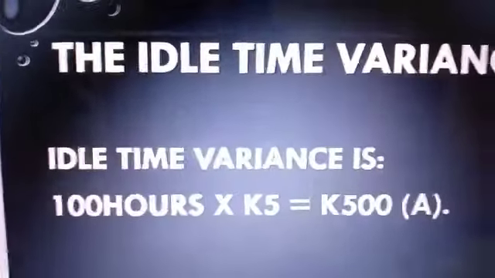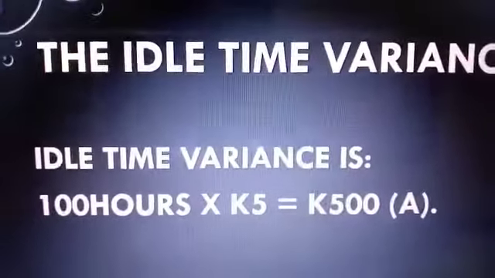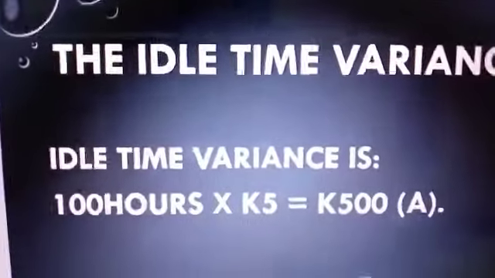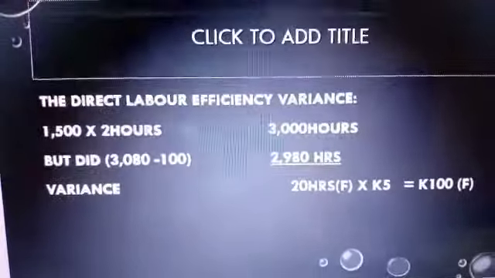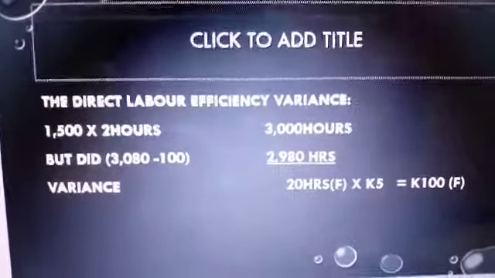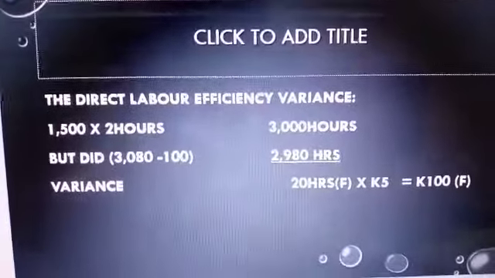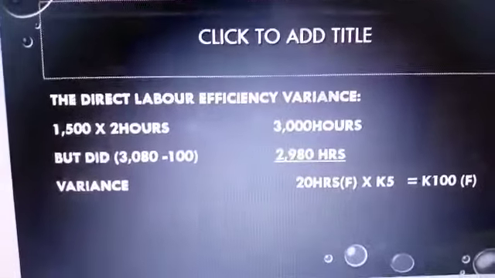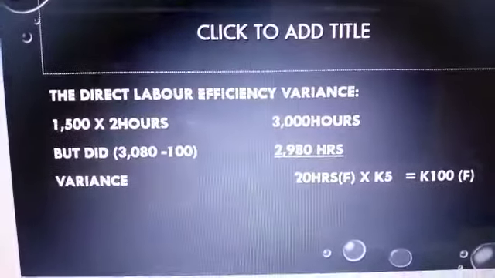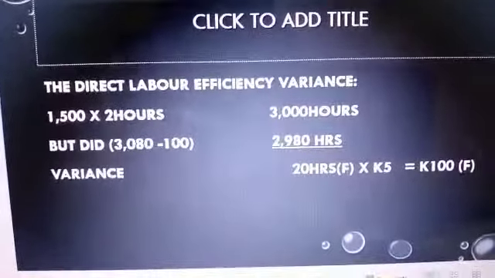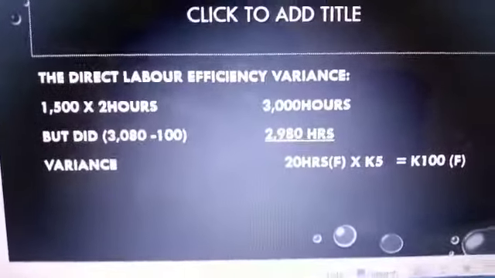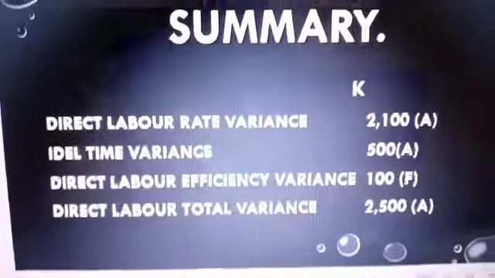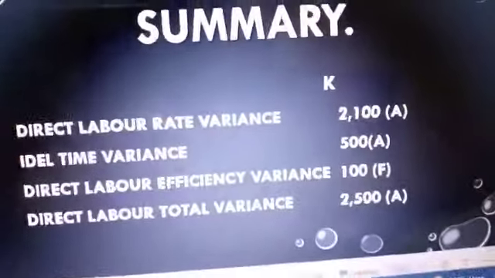Now, for idle time, it is always adverse because it's really like you haven't done anything. It's just a cost that is there. The direct labor efficiency, efficiency is about time. 1,500 and you need 2 hours per hour, you would have spent 3,000 hours, but you did spend 2,980. Remember, you subtract the idle time and then you get the variance which you cost at the labor rate. The summary is similar there.